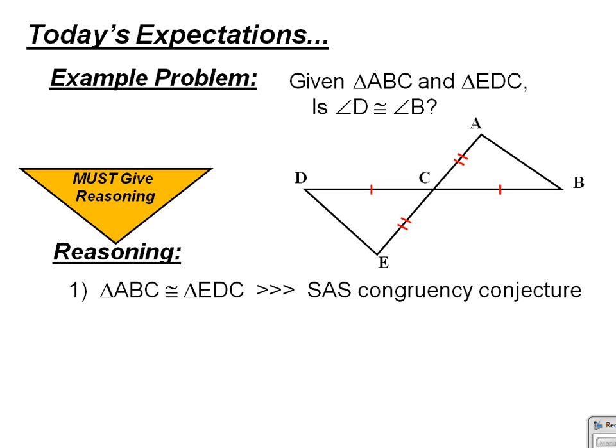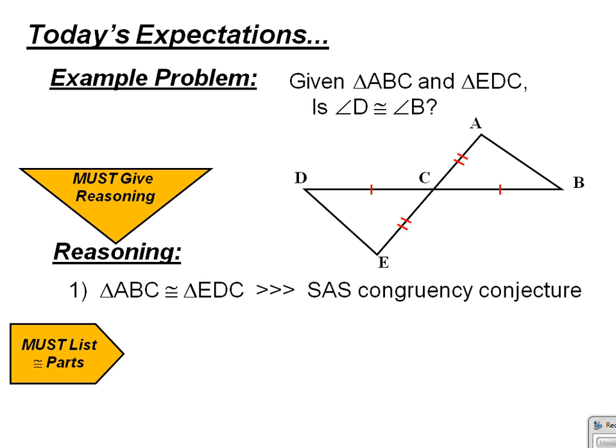First, make a triangle congruency statement. For example, triangle ABC is congruent to triangle EDC. That can be proven using the side-angle-side congruency conjecture. But not only is it important for you to make a triangle congruency statement and back it up with valid reasoning, you have to list all the parts that support your conclusion that the triangles are congruent. So if you say side-angle-side, you must list two pairs of congruent sides and a pair of congruent angles.